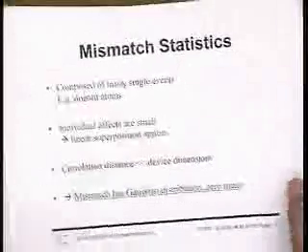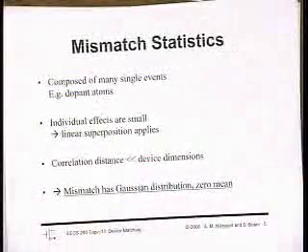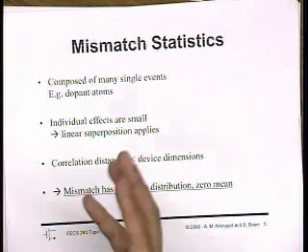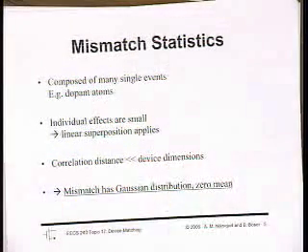Okay, so one of the assumptions in the mismatch model is that you have Gaussian statistics, the normal statistics. And the idea is that you've got lots of single events, they're identically distributed, but they're independent, so at the end of the day, you end up with the sum of a large number of independent variables and you get a normal distribution, right? Central limit theorem.